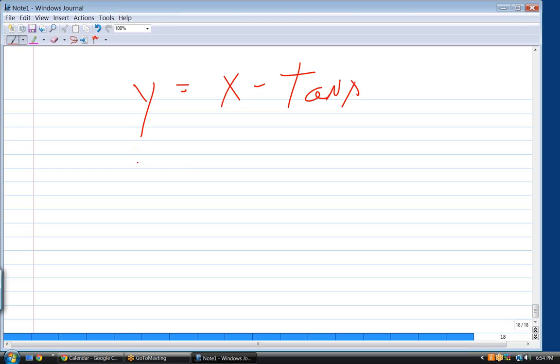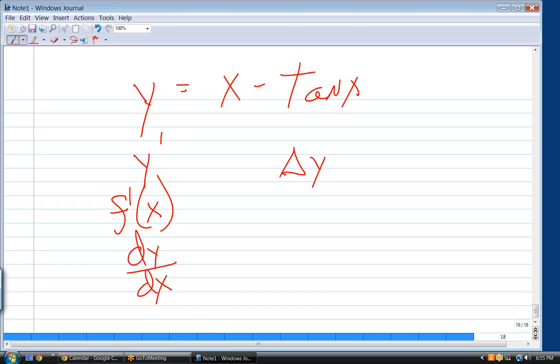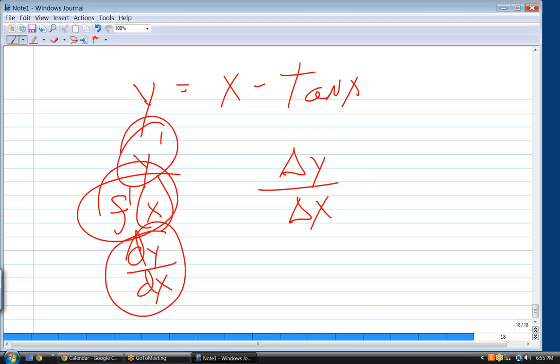It's y prime. And incidentally, let's talk just for a moment about notation. There are a lot of ways of saying the first derivative. I can say y prime. I can say f prime of x. I can say dy dx. I can say delta y over delta x. All of those mean the same thing. That means the same as that, the same as that, the same as that.